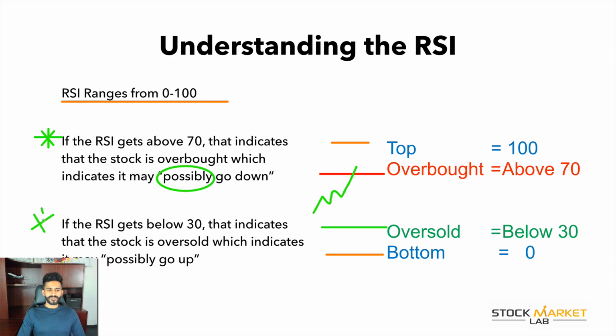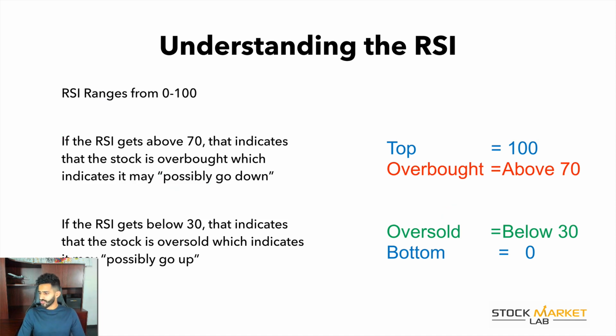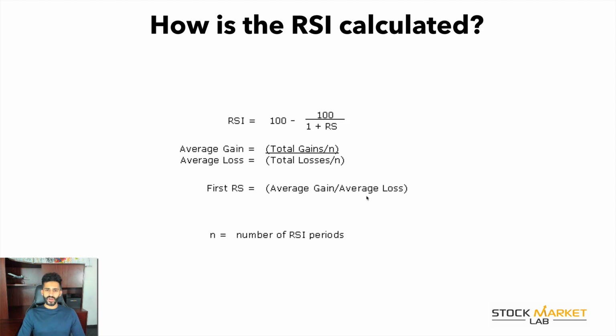In the second example, if the RSI gets below 30, that indicates that the stock is oversold, which indicates it may possibly go up. Now, I don't want you to be stuck on that. I'll break down how to properly use the RSI, but don't go to your charts and apply it right away and say, okay, if it's above 70, I short or I sell, and if it's below 30, I buy. No. This is what the RSI represents, but there's a way to properly use it, and I'll show you what that way is.